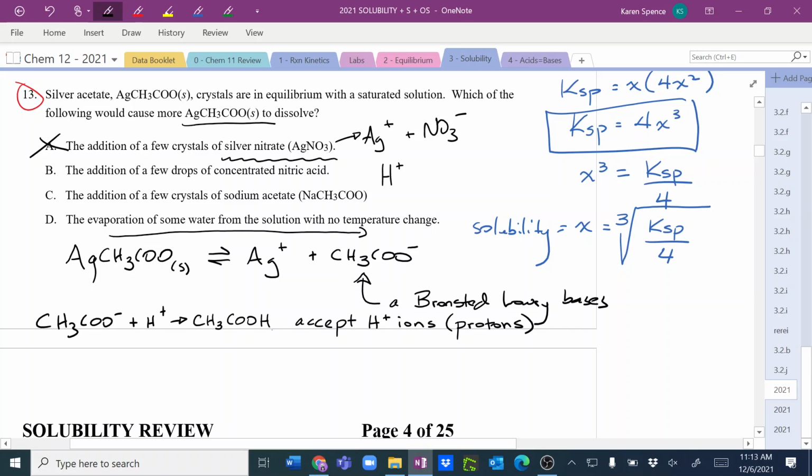What has happened to our concentration of acetate? Acetate is CH3COO minus. What has happened to that concentration? It has gone down. And if it goes down, which way are we going to shift? To the right, which means that silver acetate is more soluble in an acidic solution.